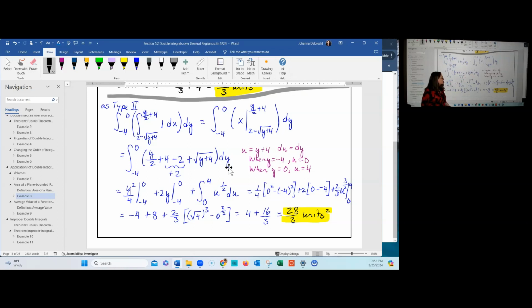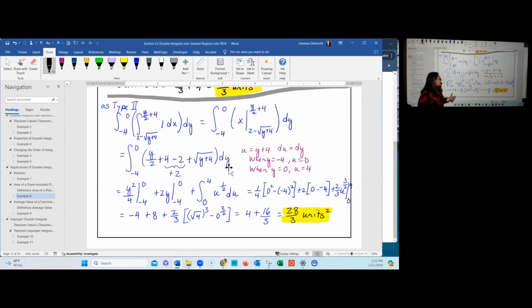y plus 4. The first two can be integrated directly, giving us y squared over 4 between -4 and 0, and 2y between -4 and 0. When you work these two out, you get -4 plus 8, or 4.